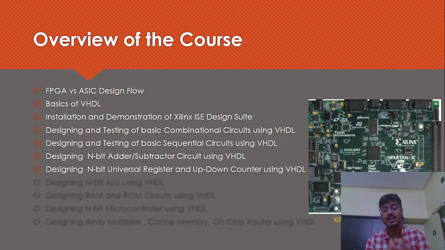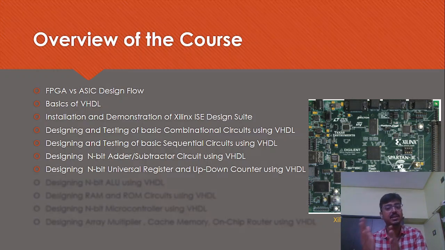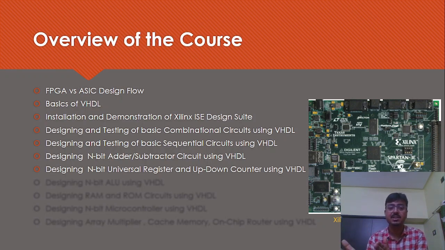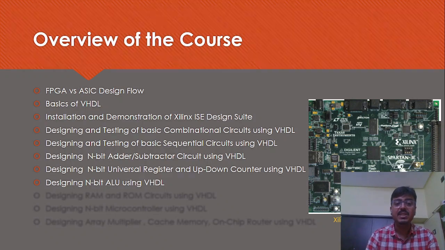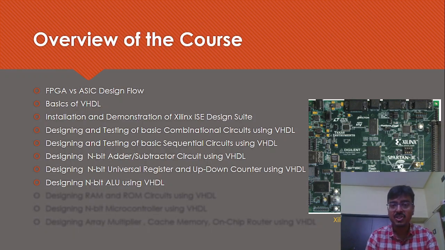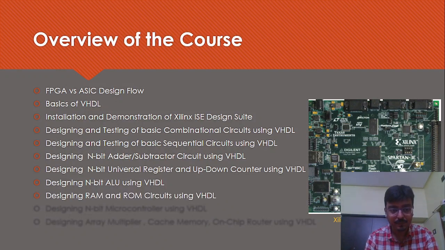Now, we are going for n-bit. N-bit means we are writing our code in a generic way so that if we replace n with 8, it becomes an 8-bit system. If we replace n with 16, it becomes a 16-bit system, in this way. How to write your VHDL code in this way, we'll also discuss in those video lectures. Next will be designing an n-bit ALU using VHDL, which can perform addition, subtraction, multiplication, ANDing, or ORing operations depending on some select inputs.